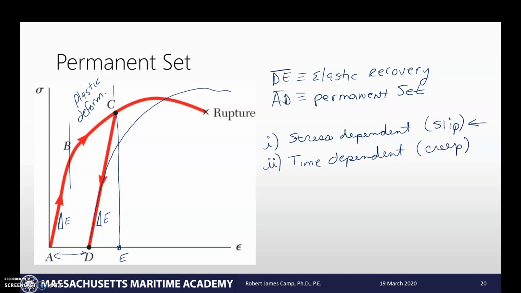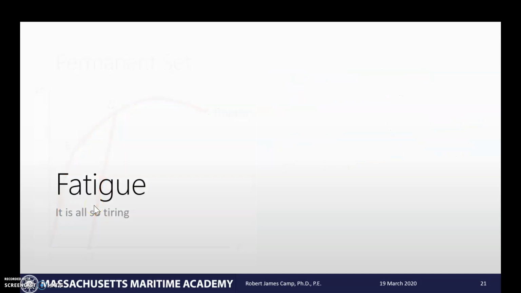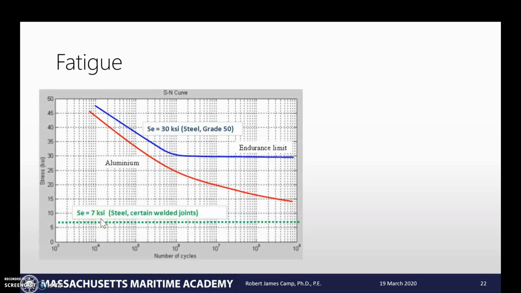Well, we can mitigate it by keeping the stresses below what the fatigue limit of the material is going to be. Now the question is, how do we know what the fatigue limit is? Well, we can find the fatigue limit of a material by looking at what's known as an S-N curve. S-N means S is for stress, N is for number of cycles.